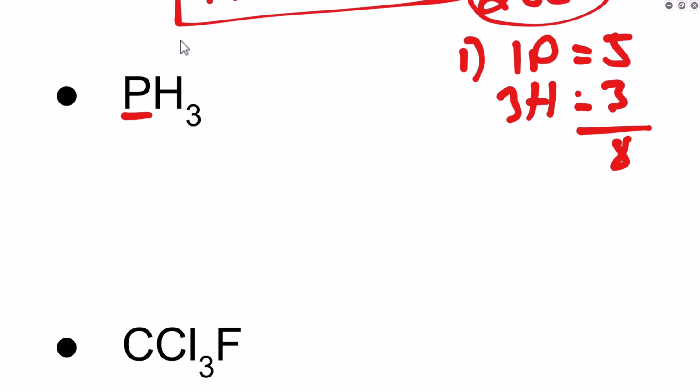Phosphorus will be my central atom. Again, it is the furthest away from fluorine. That is not hydrogen. Can't be hydrogen, so it has to be phosphorus here. We're going to attach each hydrogen with a single bond.